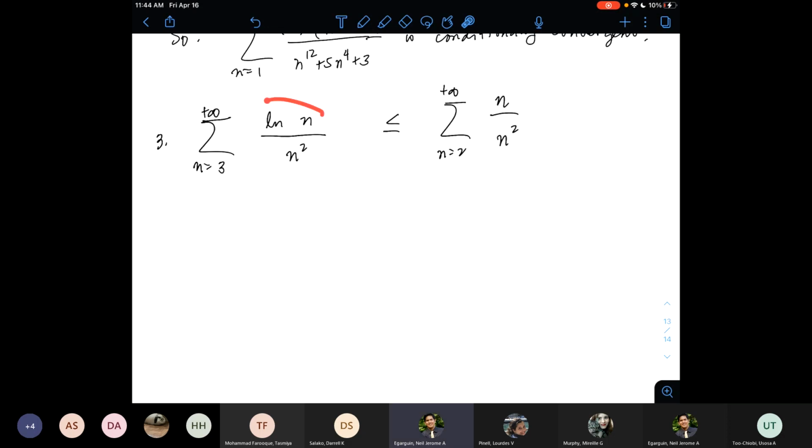Because I know here that the basic divergence test will not apply, because the numerator grows slower than the denominator. So that means this limit will be equal to 0. What would be the easiest test here? Perhaps I can use the integral test, but that would be my last resort.